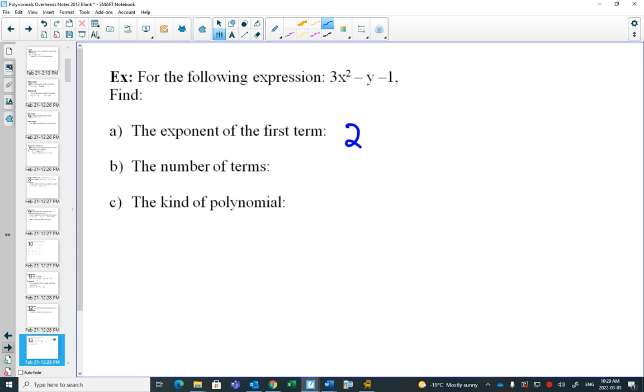How many terms do we have? Well, I kind of gave that away when I talked about what a term means. Your terms are separated by adding and subtracting. So this is a term, this is a term, and this is a term. Our number of terms would be 3.